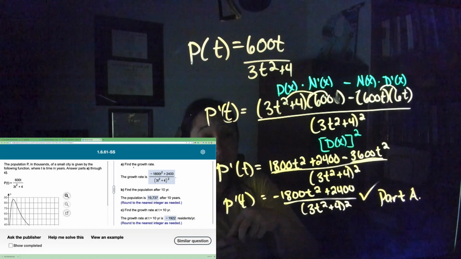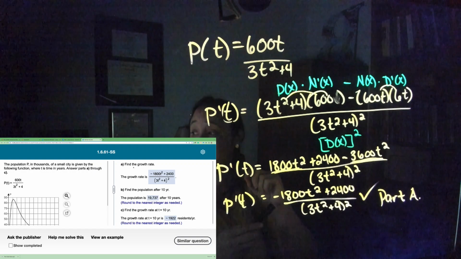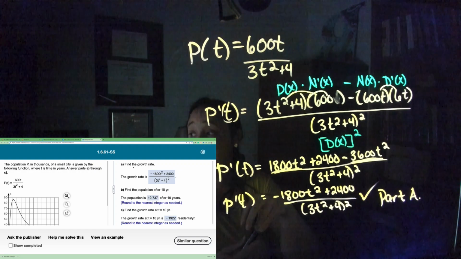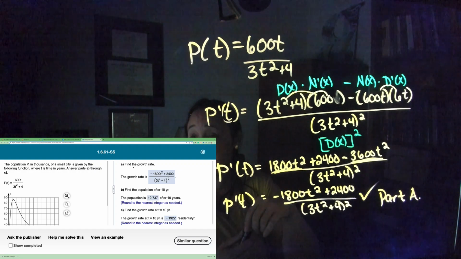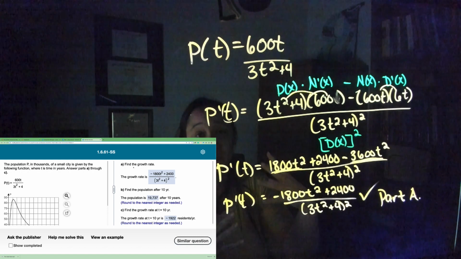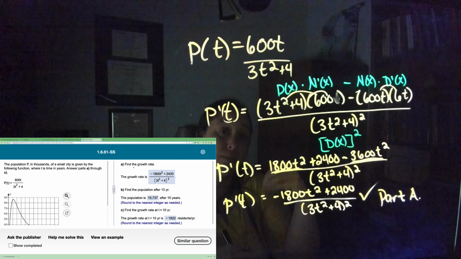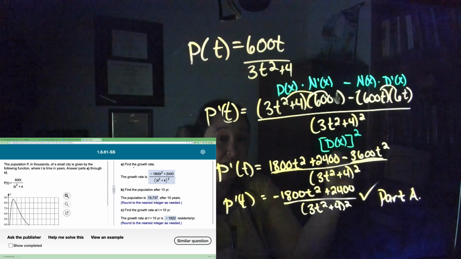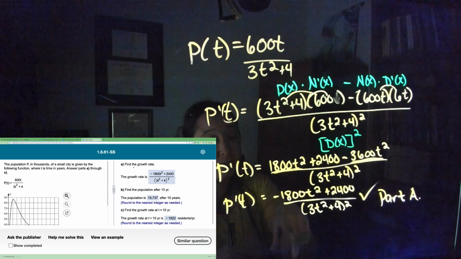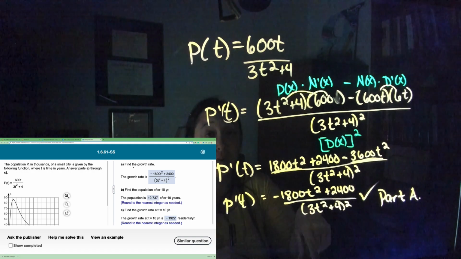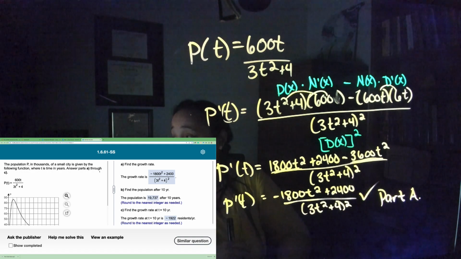Now part B is asking me to find the population after 10 years. That's not asking for the rate of change. It's not asking for the growth rate. That is asking for the actual population after 10 years. So to find the population after 10 years, we would refer back to the original function, that P of t.